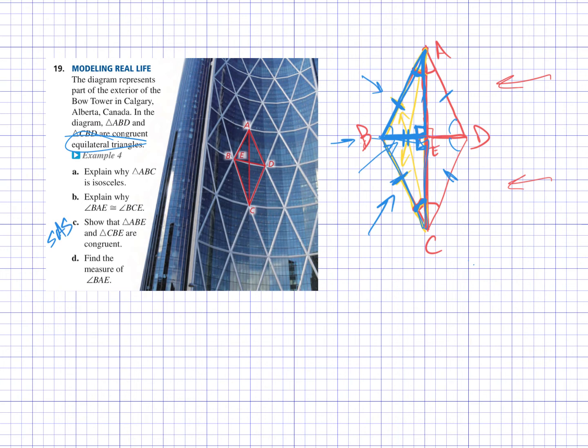Okay. Find the measure of angle BAE. All right. So let's pull this out just a little bit here. It's an equilateral triangle. So BAE, this whole thing here has to be 60, and this is an angle bisector, so that's 30 degrees. All right, let's go on.